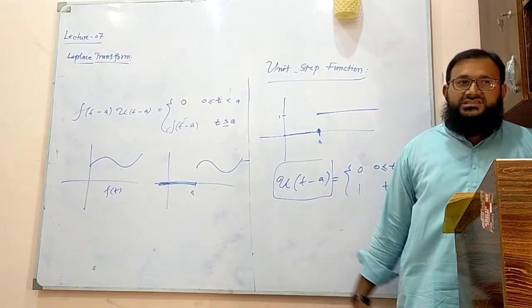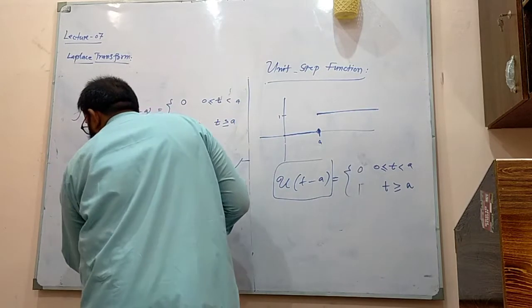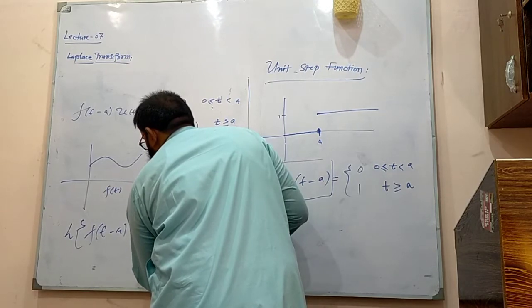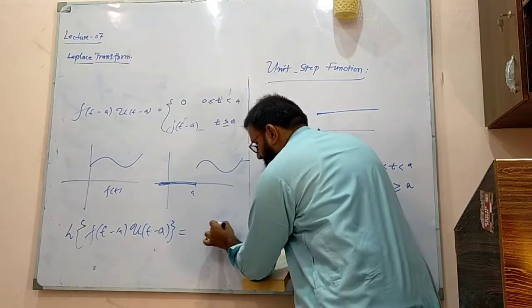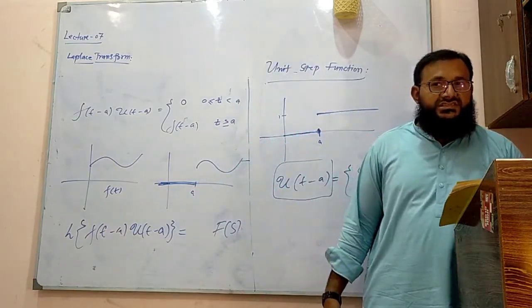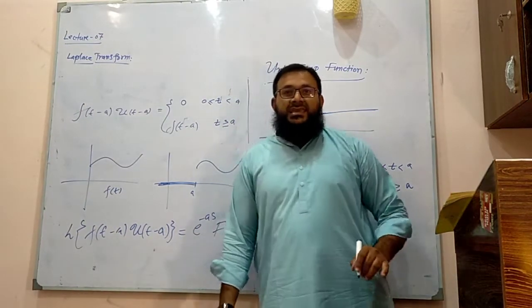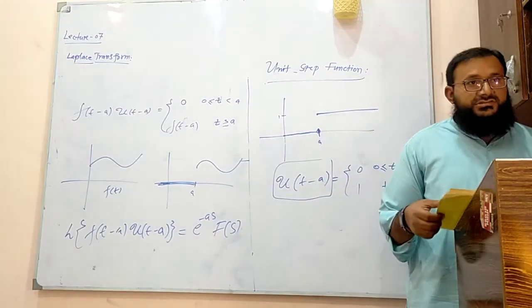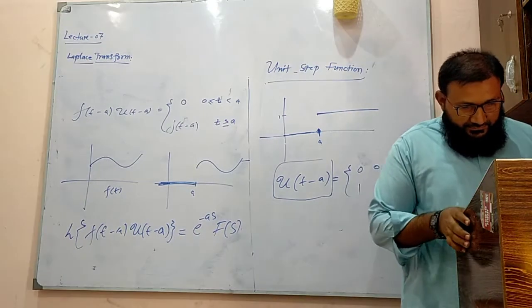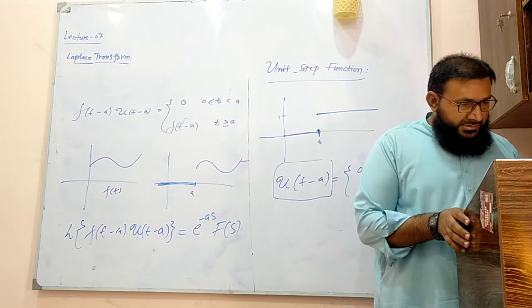Now the question is, what is the Laplace transform of this function? What is the Laplace transform of f of t minus a multiplied by this unit step function? So that is F of s. F of s is simply the Laplace transform of f of t, whatever is given to you, multiplied by e raised to minus a s. And it can be found easily with the help of the definition. Is it okay?